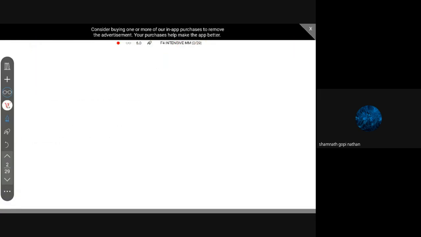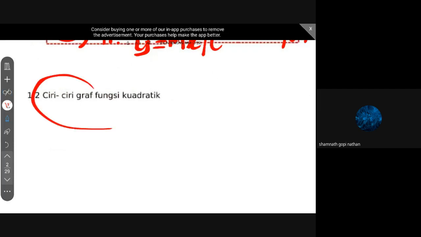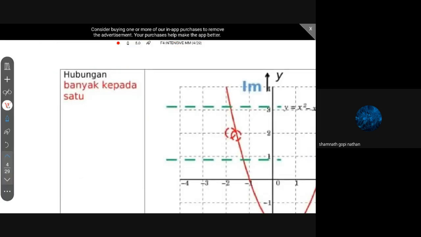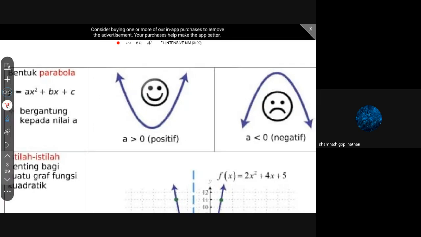Okay, can, good. Okay, so next we will look at the ciri-ciri, the characteristics of a quadratic function. Okay, I think, okay, slowly, now only the starting. Okay, so we see this. Okay, so this is the general form I told you earlier.